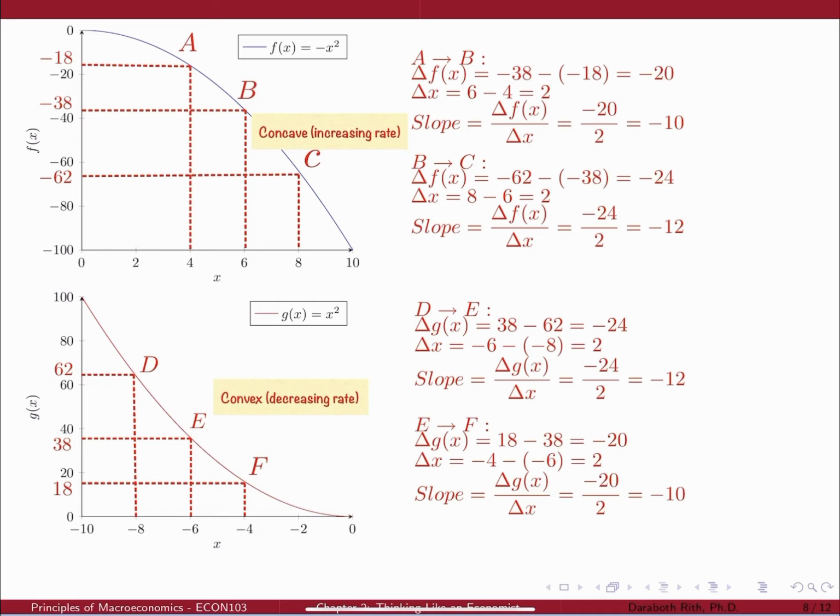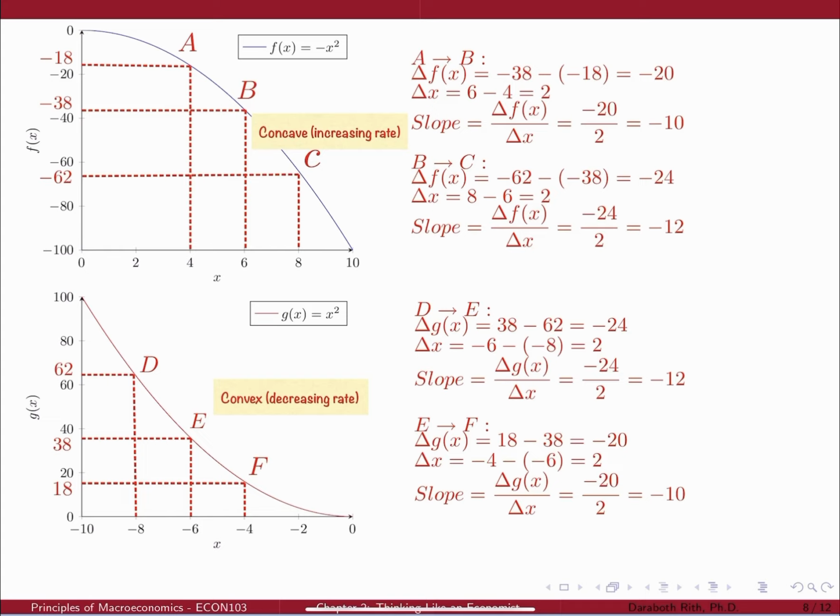If you take the difference of f(x), it is negative 38 minus negative 18, so it equals negative 20. And if you take the difference of x, it is 6 minus 4 equals 2. So when you calculate the slope, it is negative 20 divided by 2 equals negative 10.